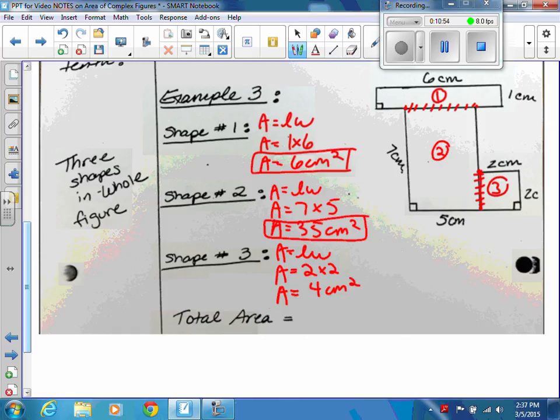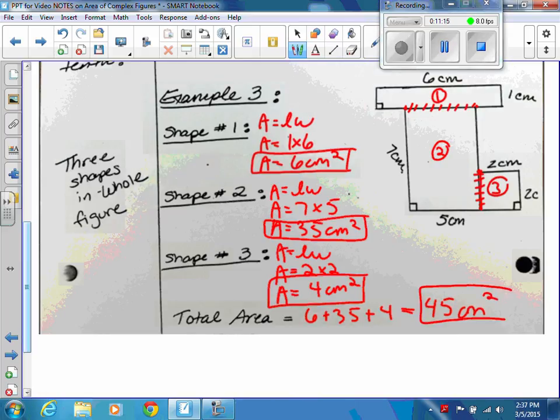So now I have all 3 of the areas of all 3 of the different rectangles, and I can add them all up. So all I'm doing is I have 6 plus 35 plus 4, and when I do the math, I get 45 centimeters squared. So that is my total area for those 3 figures. So that's all it is for composite area.